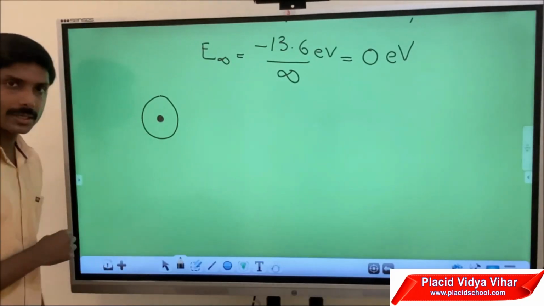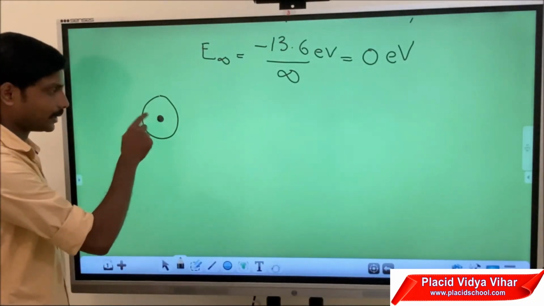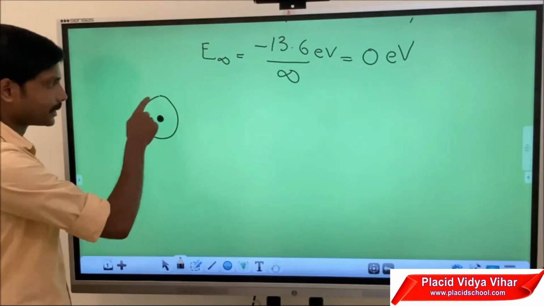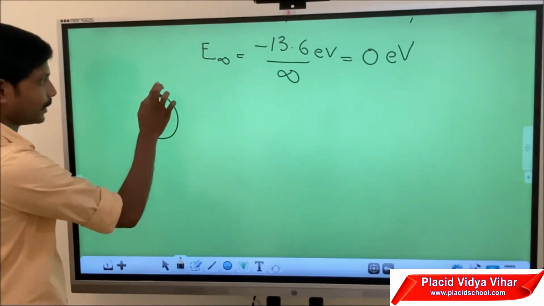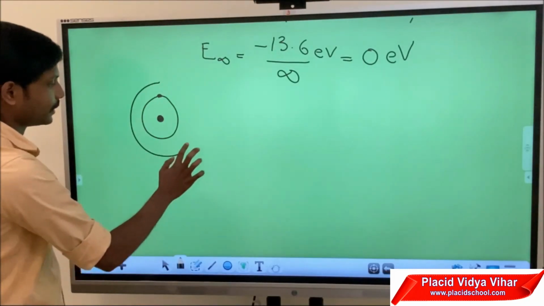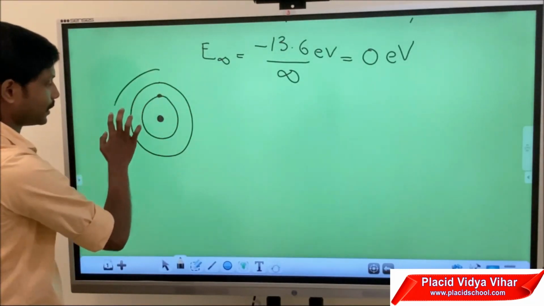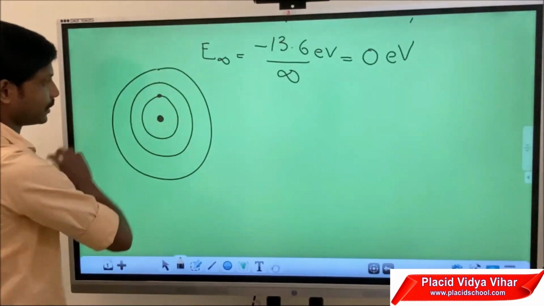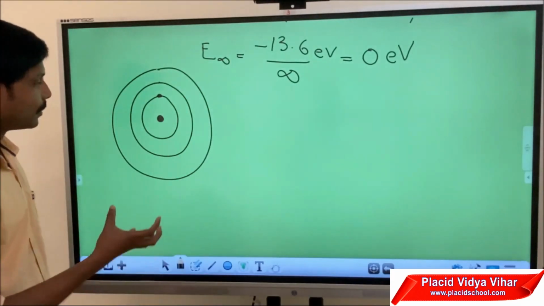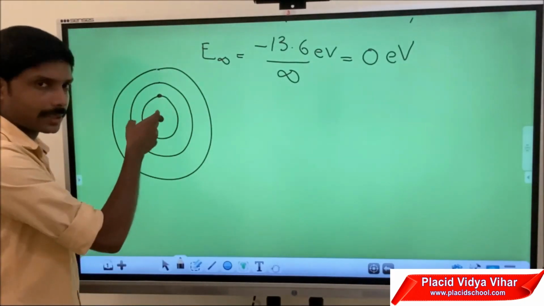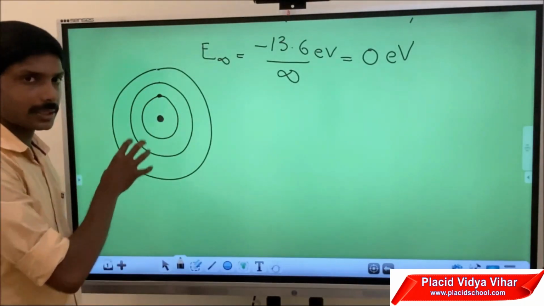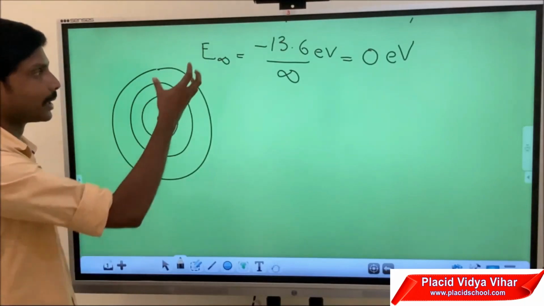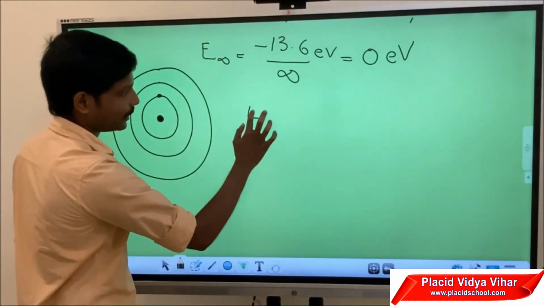This is the hydrogen atom. Here this is the center nucleus and this is the electron which is revolving, and assume that there are electron orbits here. Now normally the electron is revolving in the least energy state, that is the ground state. For hydrogen atom, what is the value of ground state?